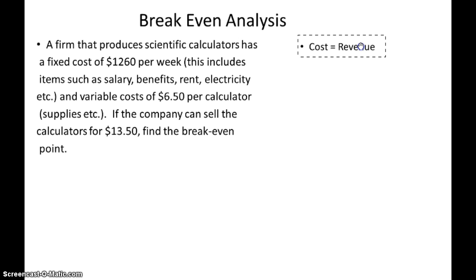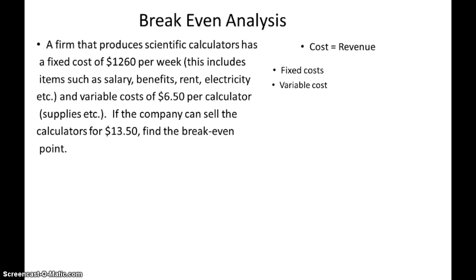Sorry, trying to get my graphics. There we go. Cost equal to revenue. We also know that cost has a couple different aspects to it. So there are things that are fixed cost, and they're the same every single month, or in this example, every single week. And then there are things that we call variable cost, and variable cost are based on the item involved.